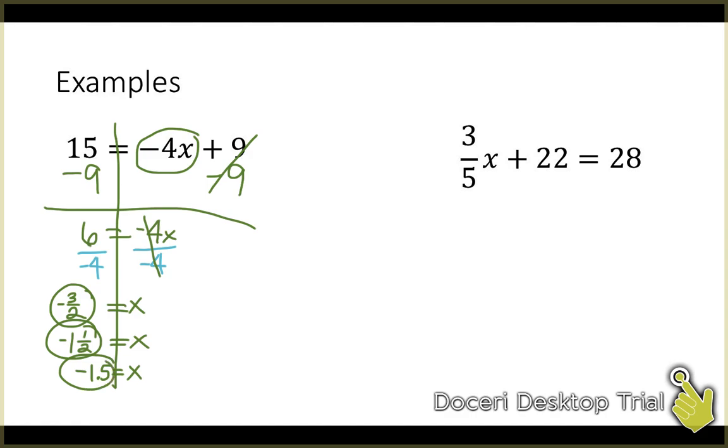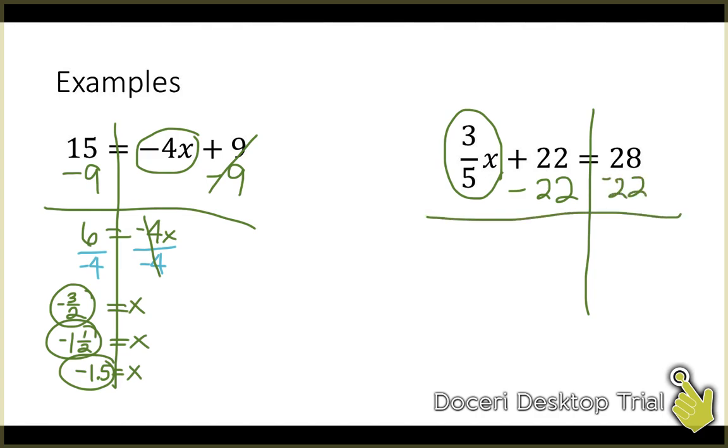Okay, one last one with a twist. You guys notice that fraction? Don't worry, I'm going to show you how to do it. Get rid of it quick. Okay, first things first, line down the equal sign. Circle the term with the variable. I need to get rid of this plus 22 first, so I'm going to subtract 22 from both sides. These cancel out. I have 3/5 x is equal to 28 minus 22 gives me 6.